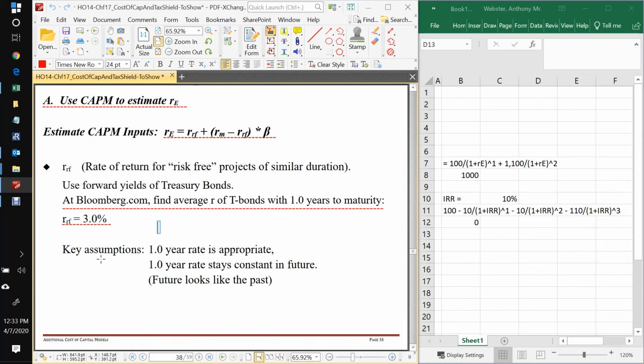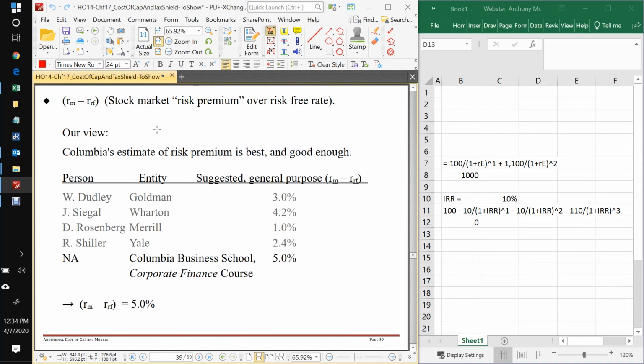And we have, of course, some key assumptions here, that the future is going to look like the past, et cetera, et cetera. And now, instead of taking 30 years to get the average RM, I'm going to just use the stock market risk premium, which is RM minus RF.